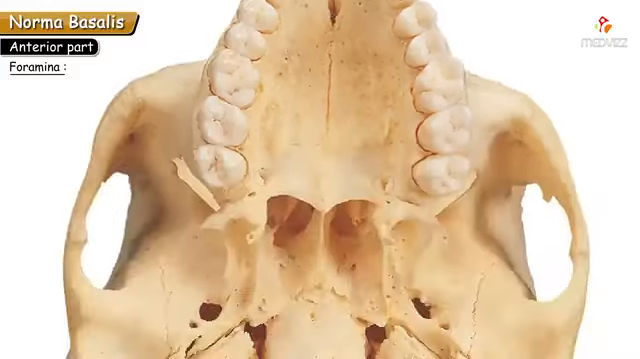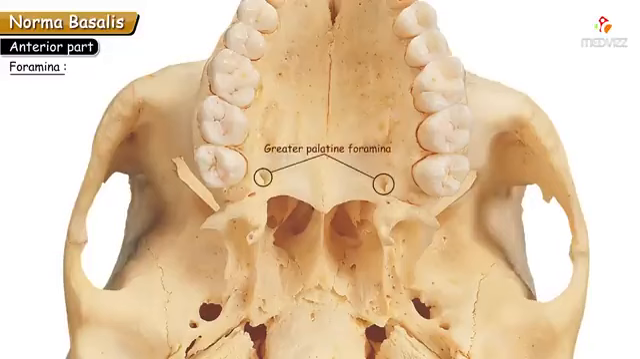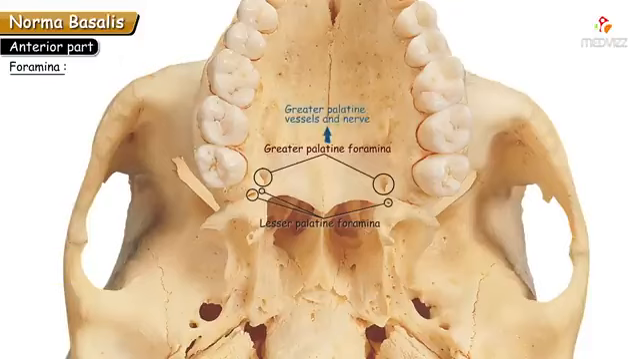Now we shall talk about greater palatine foramen and lesser palatine foramen. These foramens are appreciated on the posterolateral aspect of hard palate. Greater palatine foramen, they are present on each side. They are little prominent and little larger than the lesser palatine. And greater palatine vessels and nerve pass through greater palatine foramen. And this foramen is present near palato-maxillary suture.